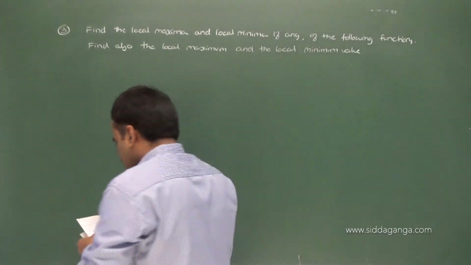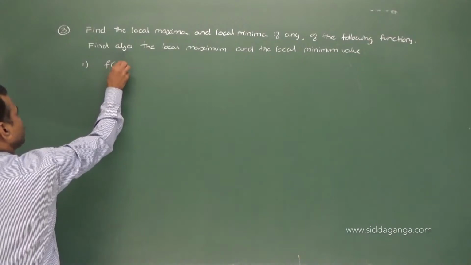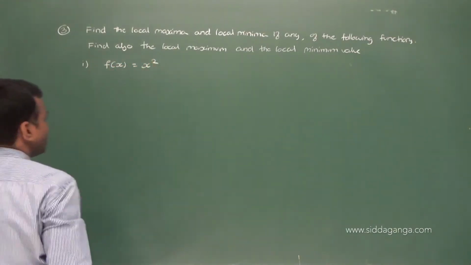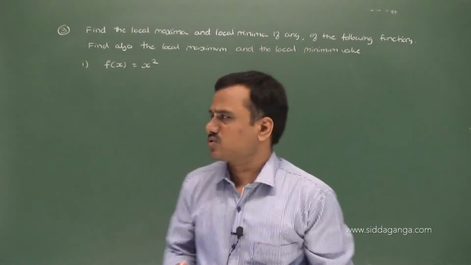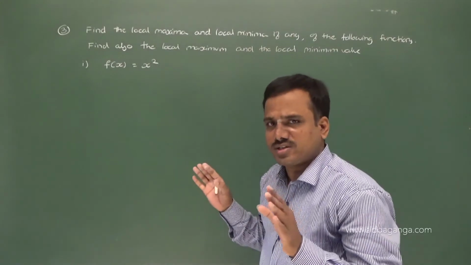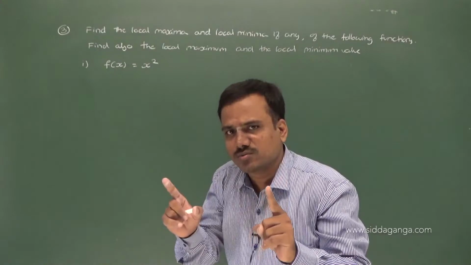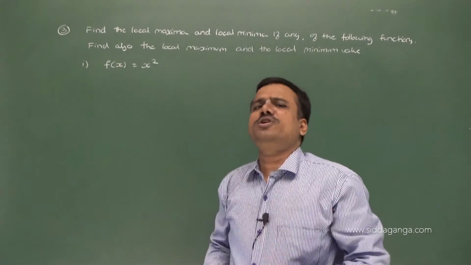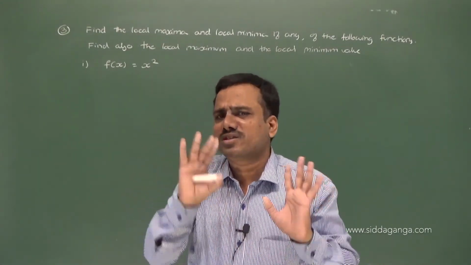Enter the first problem. f of x is equal to x square. What did we discuss? I solve all the problems by using the second order derivative test. If you want, you can solve with the first order derivative test. That is nothing but the concept of increasing decreasing function.